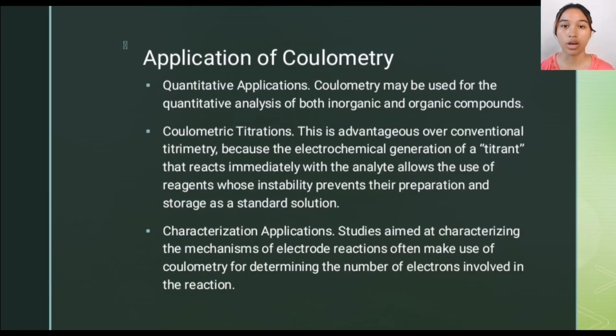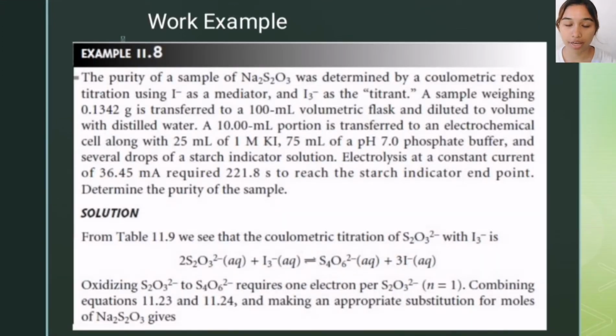Next, let's proceed to the applications of coulometry. First are quantitative applications. Coulometry may be used for the quantitative analysis of both inorganic and organic compounds. Second are coulometric titrations. This is advantageous over conventional titrimetry because the electrochemical generation of a titrant that reacts immediately with the analyte allows the use of reagents whose instability prevents their preparation and storage as a standard solution. Third are characterization applications. Studies aimed at characterizing the mechanisms of electrode reactions often make use of coulometry for determining the number of electrons involved in the reaction. So I have here a worked example.